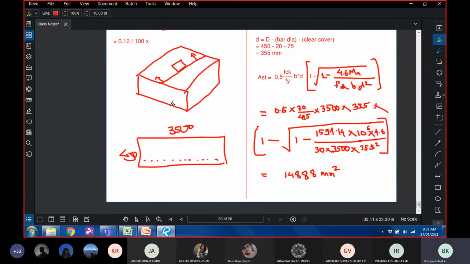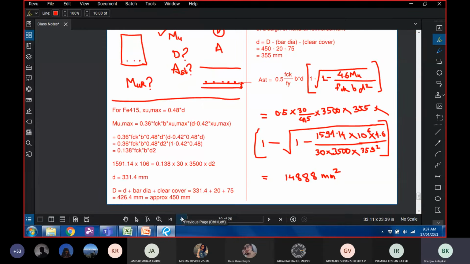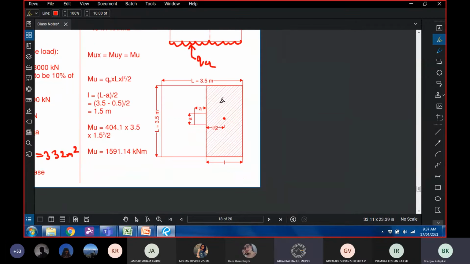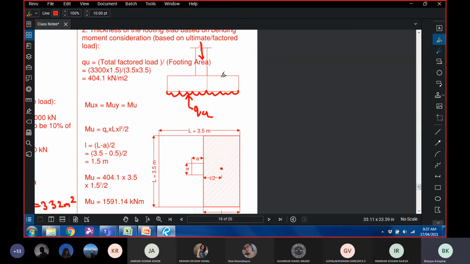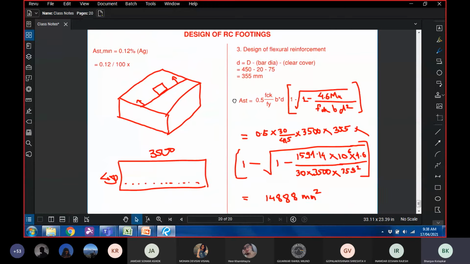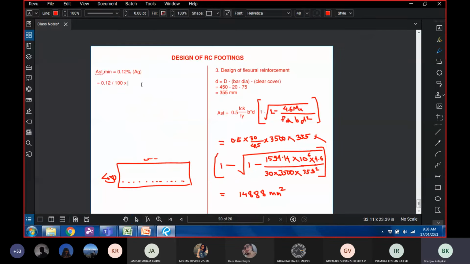Shouldn't have taken so long for you to answer this question. So this is my beam. Now it might look a little odd, but this is the width of that beam in plan. This is the span, and this is the depth. So when we say gross area, I look at the cross section of the beam, and this is the gross area. So 0.12 divided by 100 into 3500 into 450.